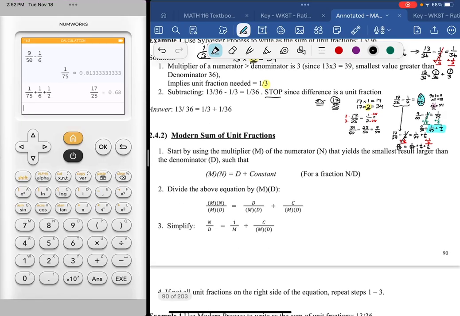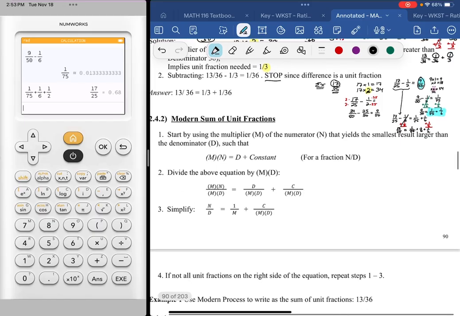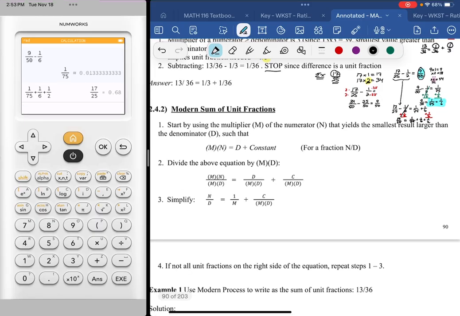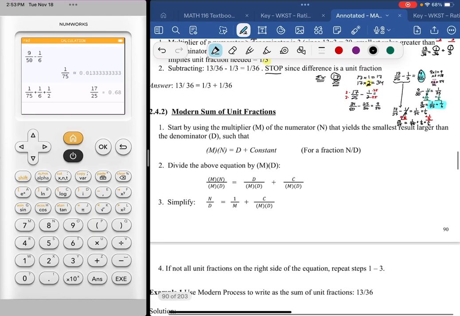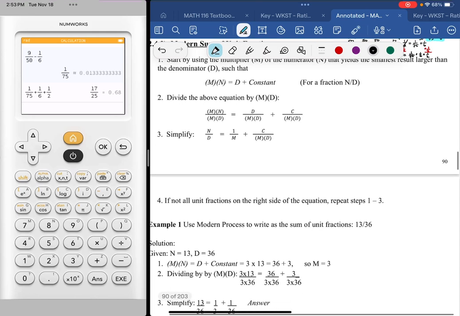divide the above equation, mn equals d plus constant, by md, and you get n over d, which is numerator over denominator, is equal to 1 over m, which would be a unit fraction. That m value, that multiplier, is what we were coming up with over here. That's why we had the 1/2 and the 1/6. And then c over md, all right? And if not all, repeat the process if they're not all unit fractions, I should say.